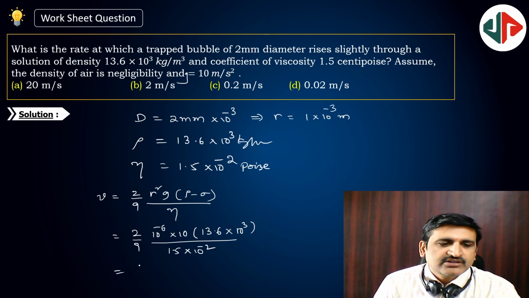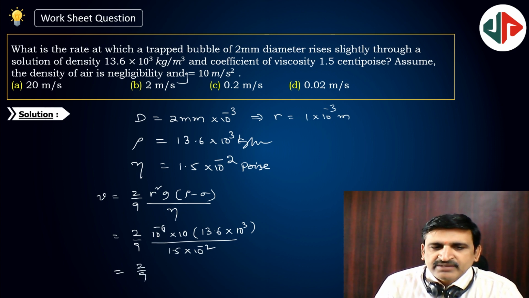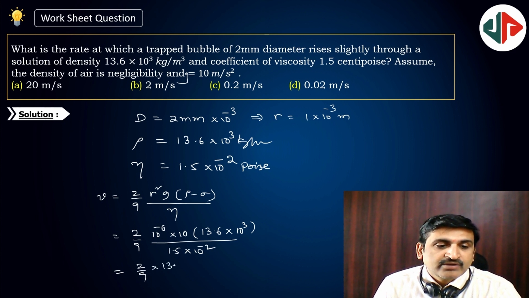So that is equal to 2 by 9. This is 10 power minus 6, 10 power minus 5 and 10 power minus 5. So the 10 powers will all go because 10 power minus 2 is there and everything will go. So it will be 13.6 by 1.5. 1.5 can be written as 2 by 9 into 13.6 by 3 by 2, I can write.